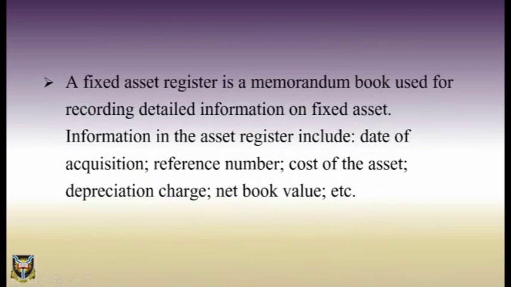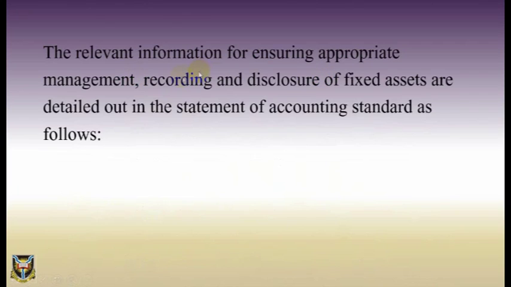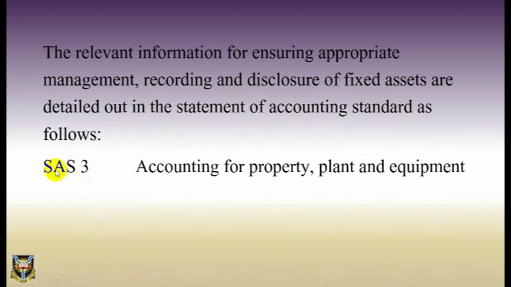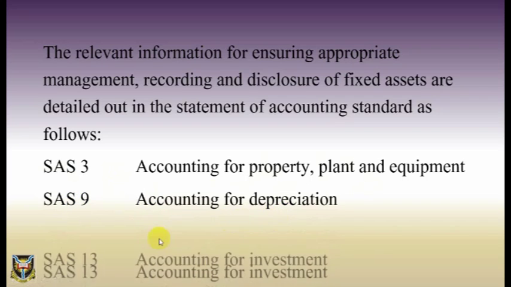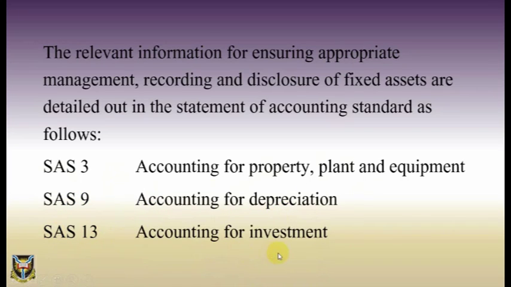A fixed asset register is a memorandum book used for recording detailed information on fixed assets. Information in the asset register includes date of acquisition, reference number, cost of the asset, depreciation charge, net book value, etc. The relevant information for ensuring appropriate management, recording and disclosure of fixed assets is detailed in the Statements of Accounting Standard as follows. SAS 3, Accounting for Property, Plant and Equipment. SAS 9, Accounting for Depreciation. SAS 13, Accounting for Investment.